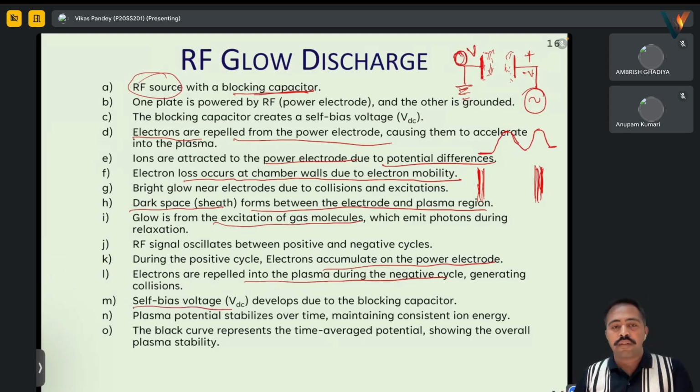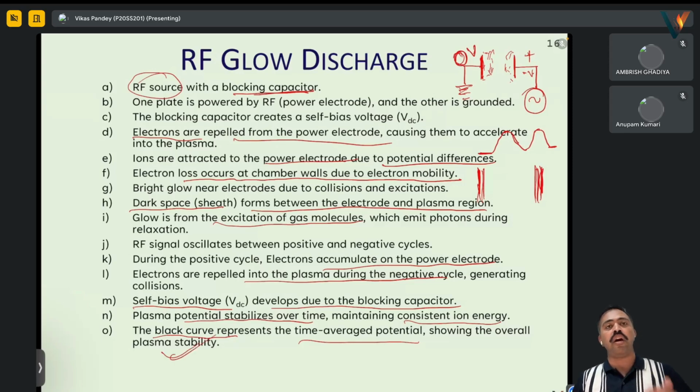So a self-biased voltage, that is a DC voltage, develops due to the blocking capacitance, or the blocking capacitor. Over a period of time, since this cycle continues, the potential stabilizes, and then we are able to maintain a consistent ion energy. So this whole potential is presented in a curve called the black curve that represents the time average potential, showing the overall plasma stability, how much was the overall potential of the plasma. So it is generated by the system itself after the completion of the whole process.